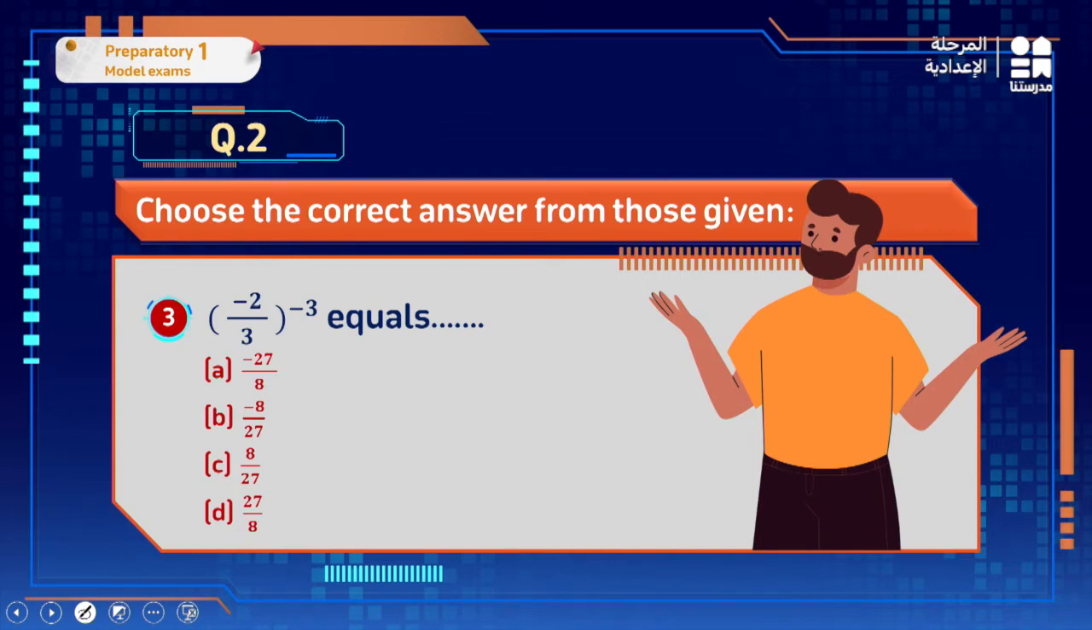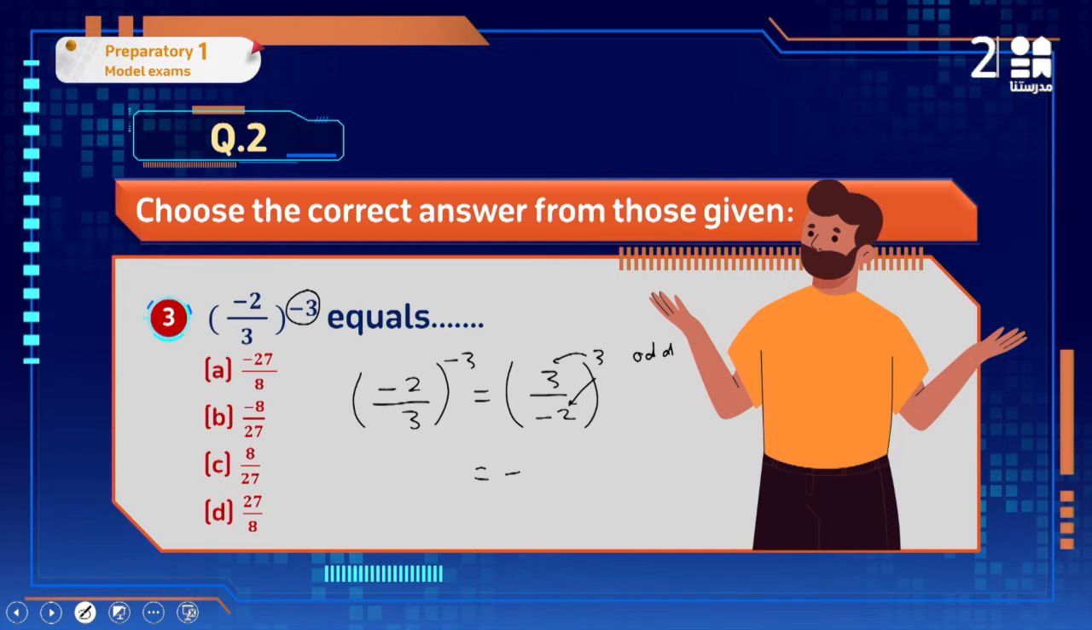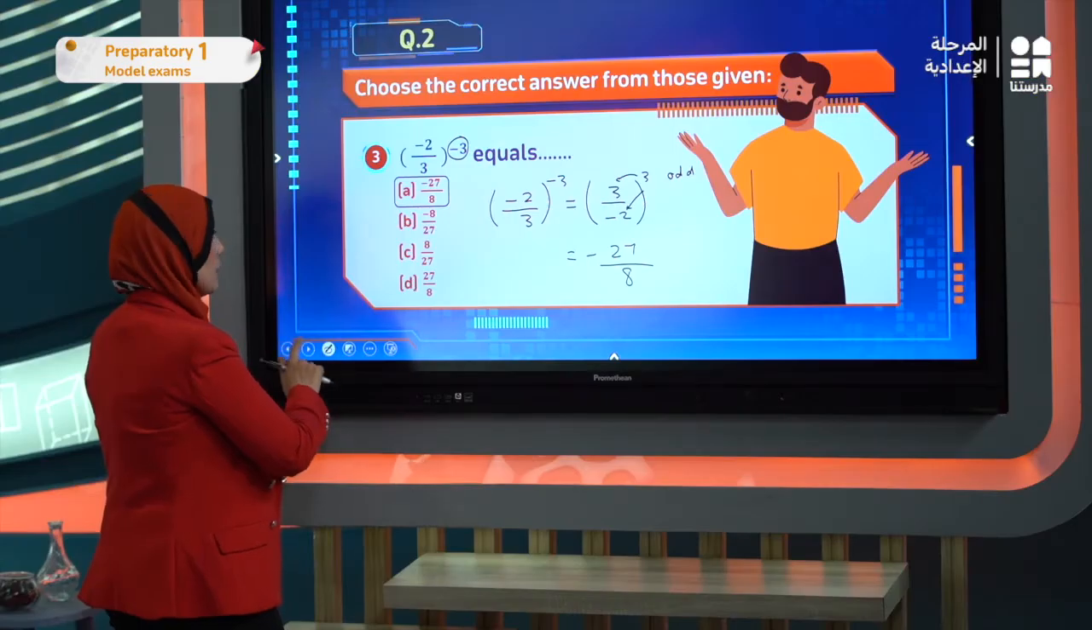Question 3. Negative 2 over 3 to the power of negative 3 equals what? And we have choices. First of all, here we have a negative exponent, so we have to flip the fraction. It is negative 2 over 3, so I need to flip it because of the negative sign. So it will be 3 over negative 2, all to the power of 3. So 3 to the power of 3 and negative 2 to the power of 3. Because of the odd exponent, the negative sign stays as it is; we will not cancel it. So 3 to the power of 3 is 3 times 3 times 3, which is 27, and 2 cubed is 8. So the correct answer is letter A.